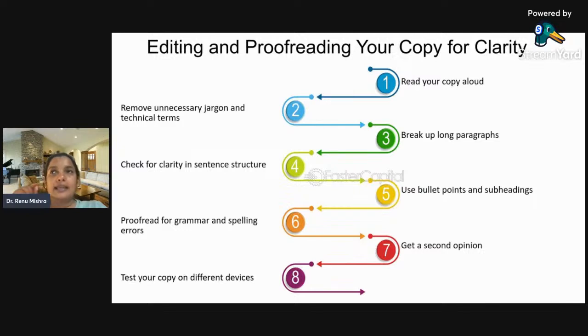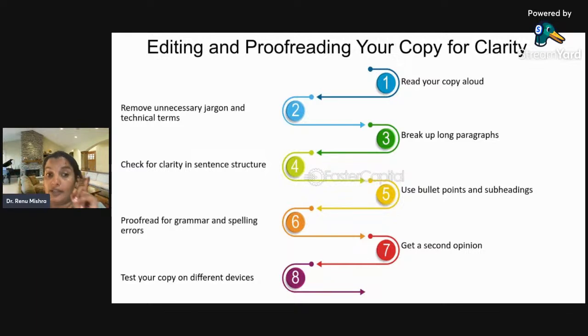Use bullet points. Yes, in research, bullet points, headings, and subheadings play a very important role. See, understand, research is not complicated work. Research is unique, intelligent, easy work. Easy in terms of easy to understand. Okay? Proofread, error work, done. Then, a second opinion, if you wish, from anyone. Test your copy on different devices, check that it runs, that the PDF is working or not. Sorted.